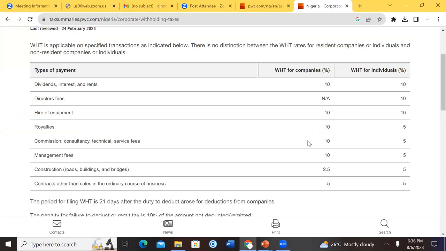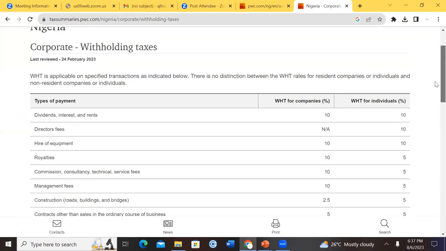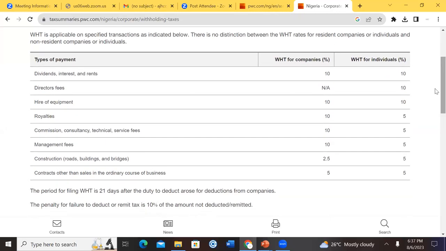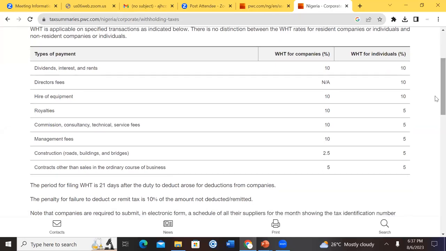So now if you see this PwC tax card, right? We have withholding tax applicable on specified transactions. Then if you see types of payments, if you are paying dividend, interest, and rent for a company, it's 10%. If it's withholding tax for an individual, for dividend, interest, or rent, it's still 10%. Then we have director's fee. For companies, it's not applicable. Then for individuals, you charge 10%.